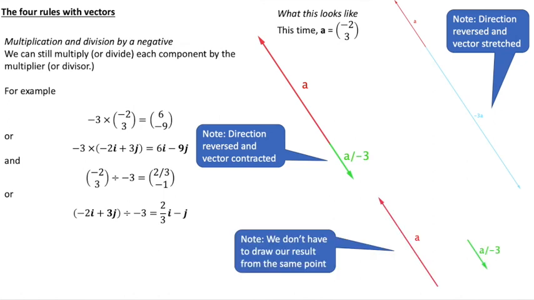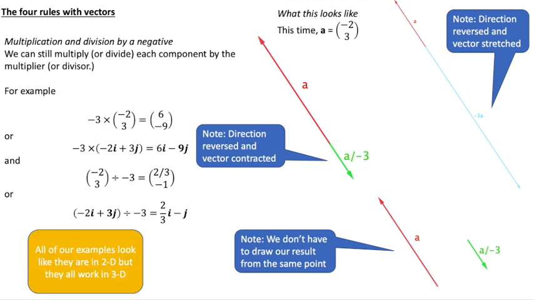And just to reiterate, we don't have to draw our result from the same point, so this would be an equally good representation of the division of a by minus 3, and we can see that we've drawn the green a divided by minus 3 vector off to the side there. It's also worth noting that obviously, because we're dealing with a screen which is two-dimensional, all our examples look like they're in 2 dimensions, but they work also in 3 dimensions, which, as I've mentioned, you will come across later.